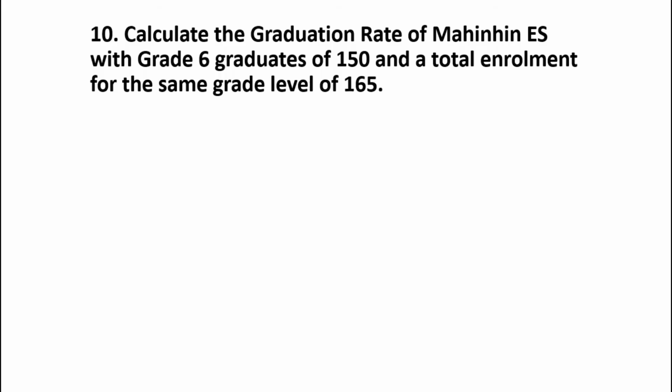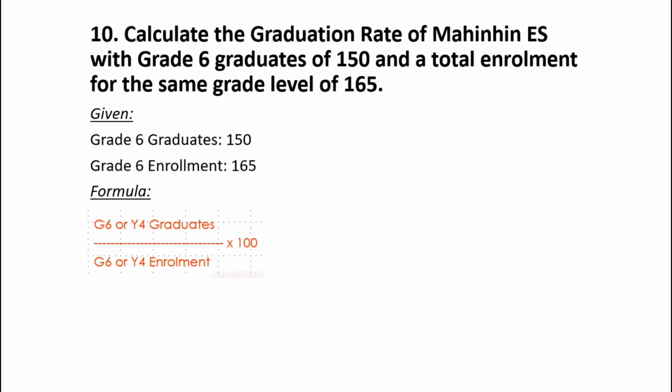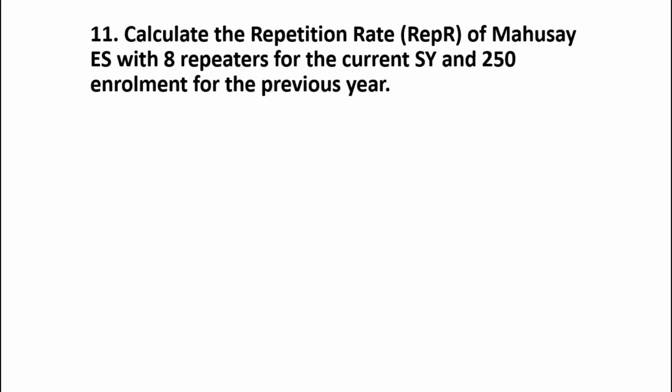Okay, time is up. So let's look for the given. So grade 6 graduates is 150, grade 6 enrollment is 165. The formula, you simply divide the graduates over the enrollment. So kung siya ay junior high school, tingnan nyo yung year 4 graduates and year 4 enrollment. Kung grade 6 naman, the same, graduate over enrollment. And the answer is 90.91%. Okay? So let's proceed with the 11th question.